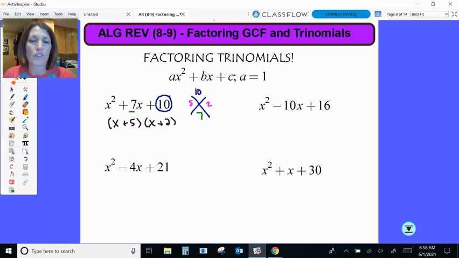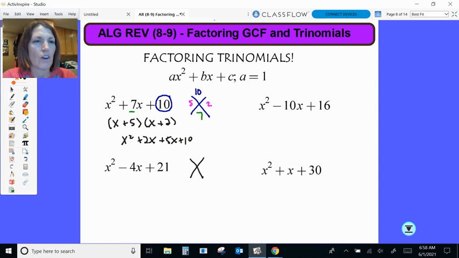The beautiful thing about factoring is you always have a key. x squared plus 2x plus 5x plus 10. And there you go, x squared plus 7x plus 10. Okay? So let's take a look again at this one here.